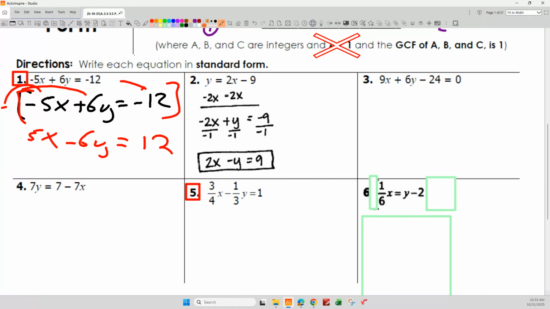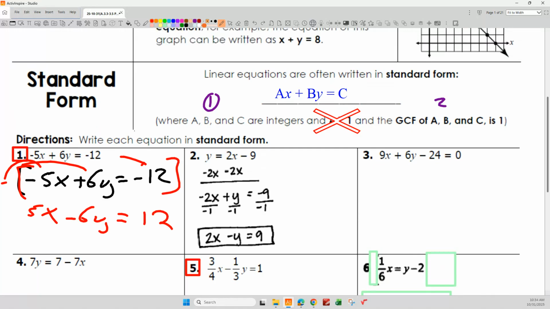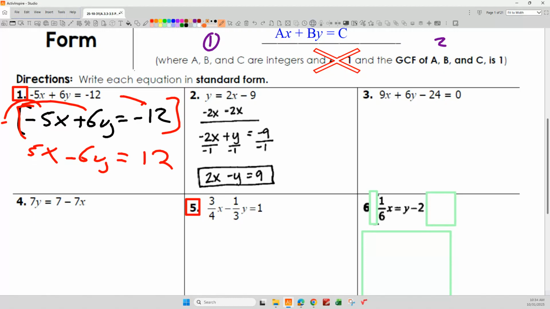Okay, what else? What about number 3? Can anybody see something we need to do there? I got to add 24 to both sides. Good. Because I need it to look like standard form. Remember, it looks like a number times x plus a number times y equals a number on the other side. Good. So we add 24. I like it. If we add 24 to both sides, those guys cancel, and I get 9x plus 6y equals 24.